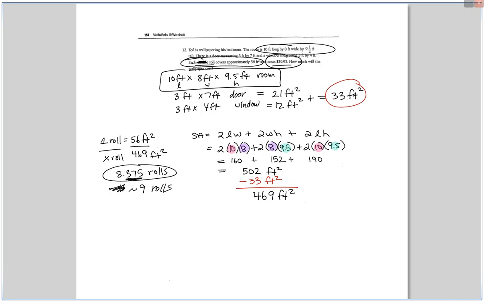And then just multiply that by the cost. So 9 rolls times $29.95. $269.55 just to wallpaper a room.